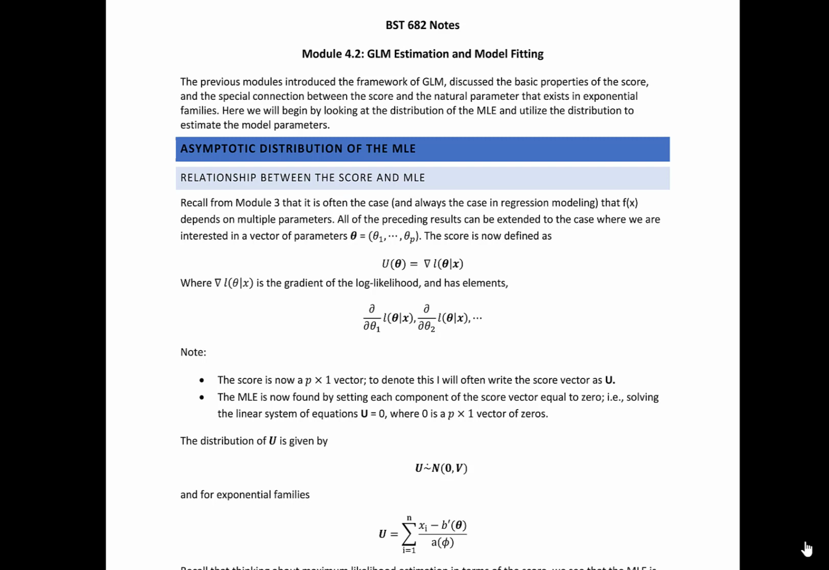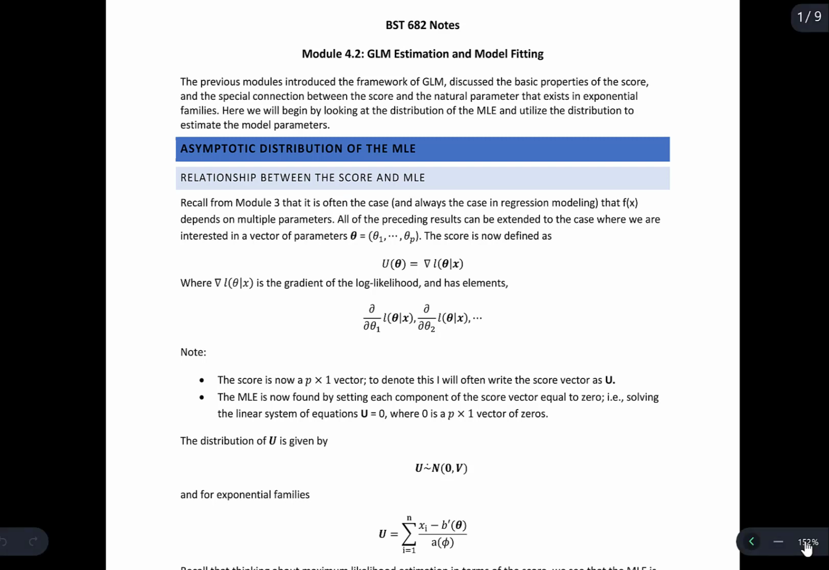So previously, we introduced the framework of GLM and we discussed the basic properties of the score and the special connection between the score and the natural parameter that exists in exponential families. And in particular, remember, we're going to be working with that exponential dispersion family, and with that specific format or notation that we had. And just like we talked about last time, we're going to have that natural parameter, that b of theta, and those are going to appear here as well.